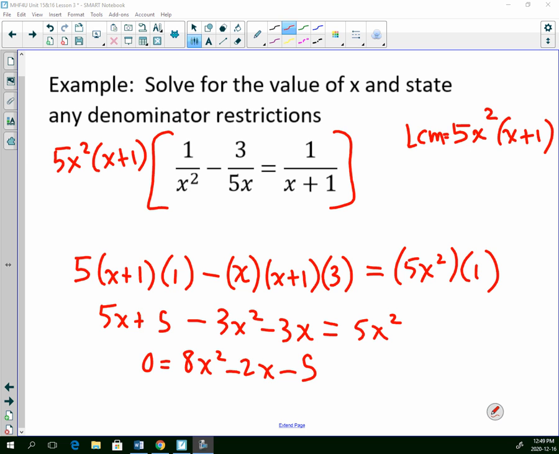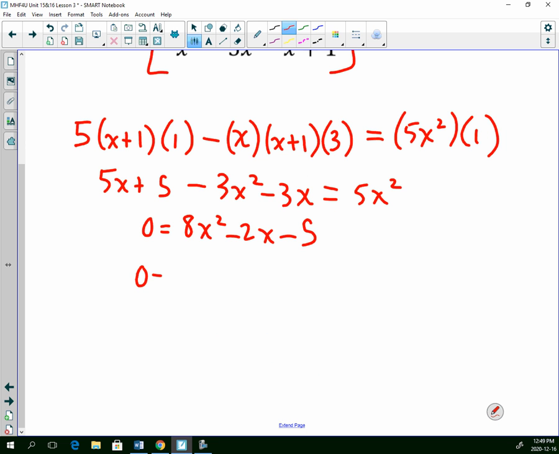Okay, once we have that, we can just factor. So it's a complex trinomial factor, whatever works for you. I'm just going to do this. So I'm going to try 4 and 2, which gives me 8, and then 5 has to be 5 and 1.